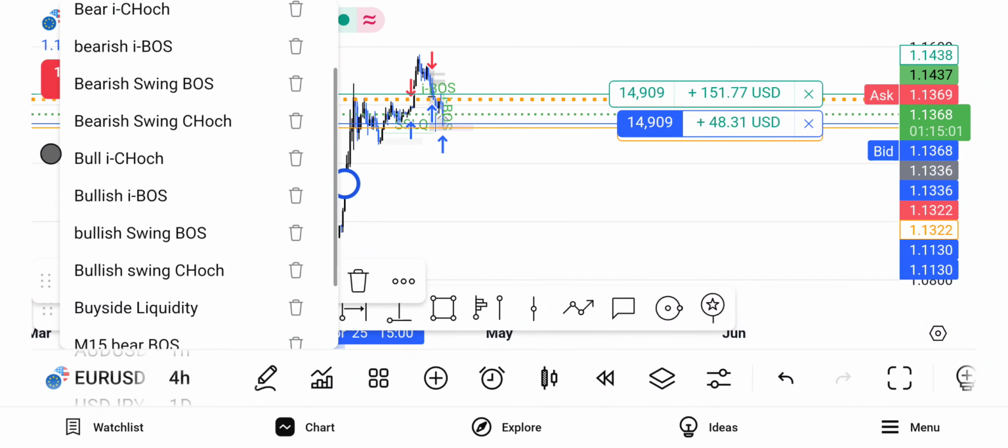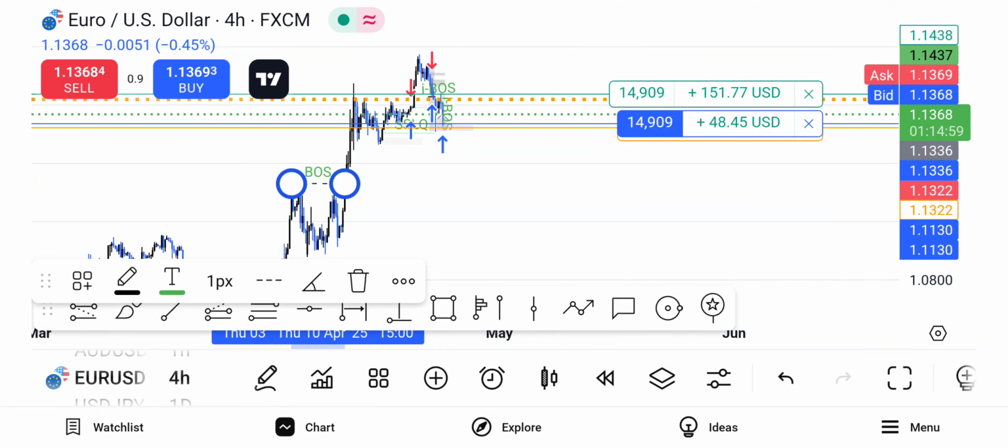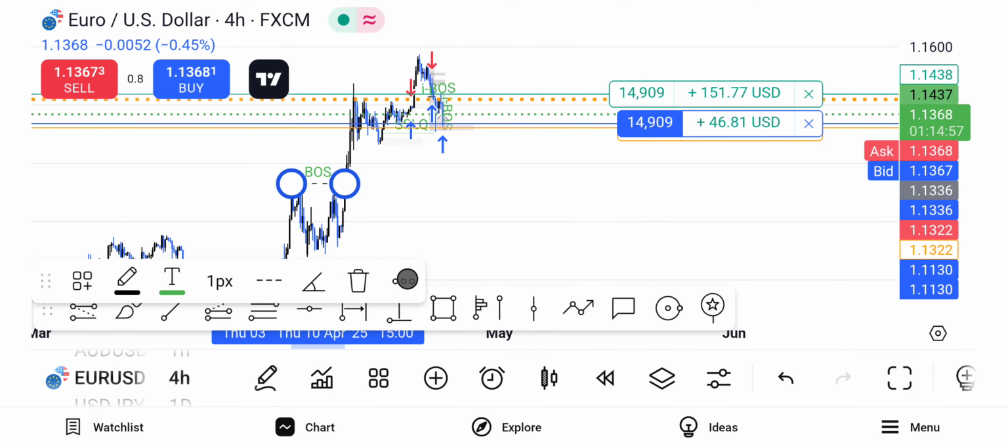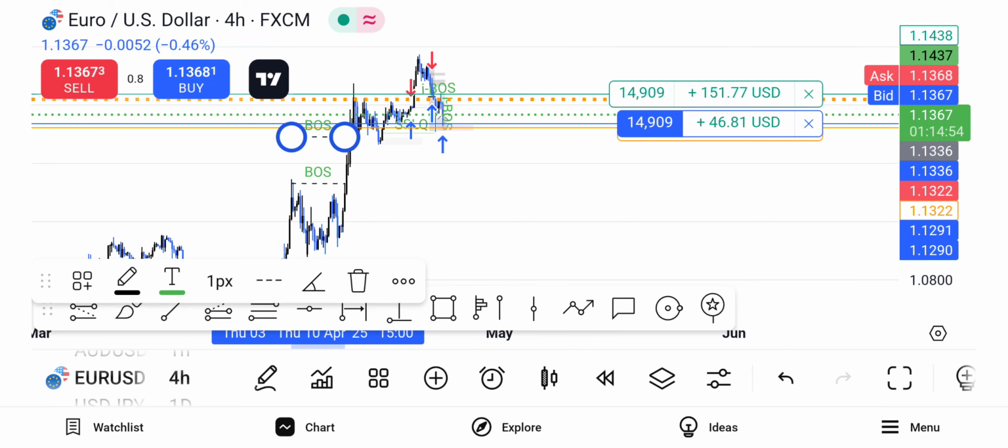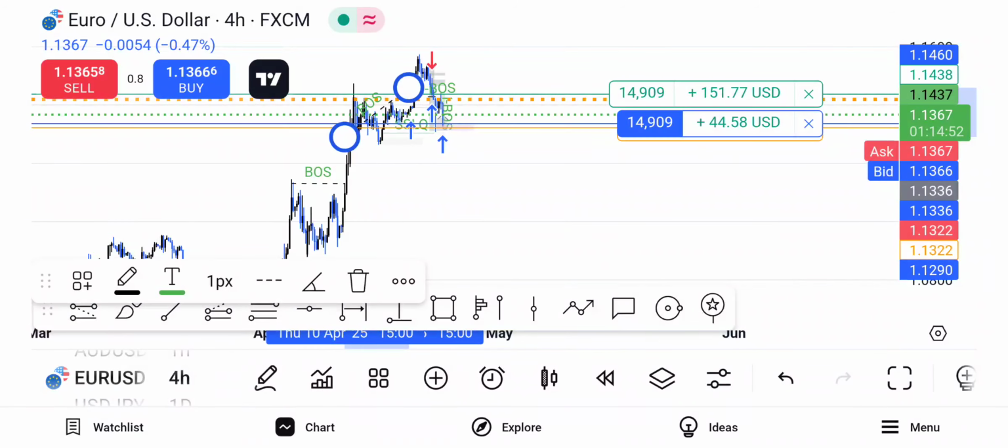Bullish swing breakup structure, and here's another breakup structure which is around here.